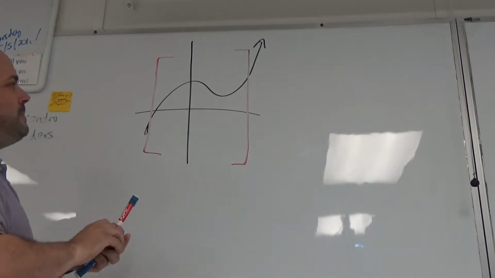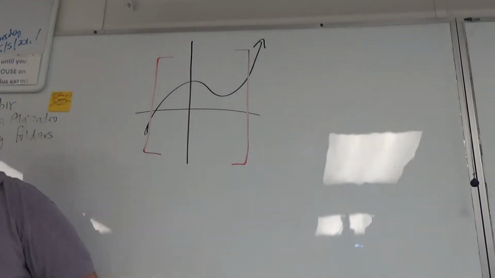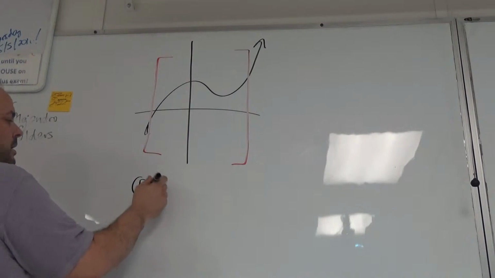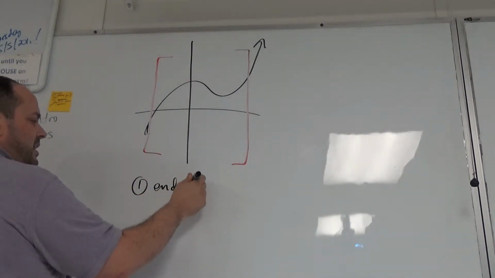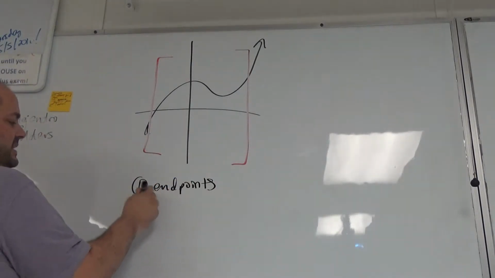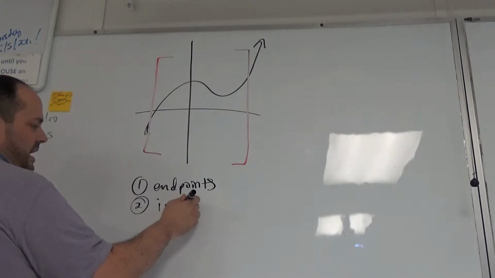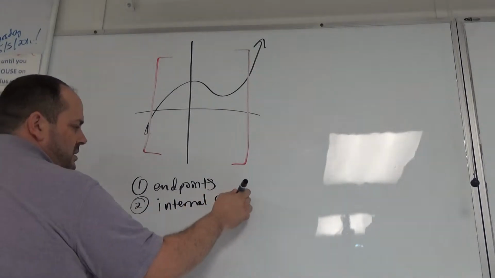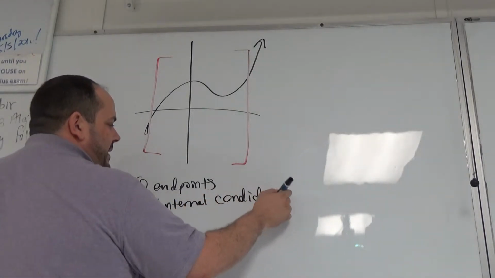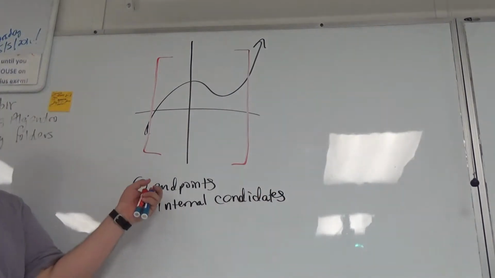And the absolute max can happen in only 2 places, 3 places, depending on how you count. Your options are endpoints, so we always look at our endpoints. And the second is what I called yesterday the internal candidates. I think this is where I lost some of you. I think everyone's fine with the endpoints.